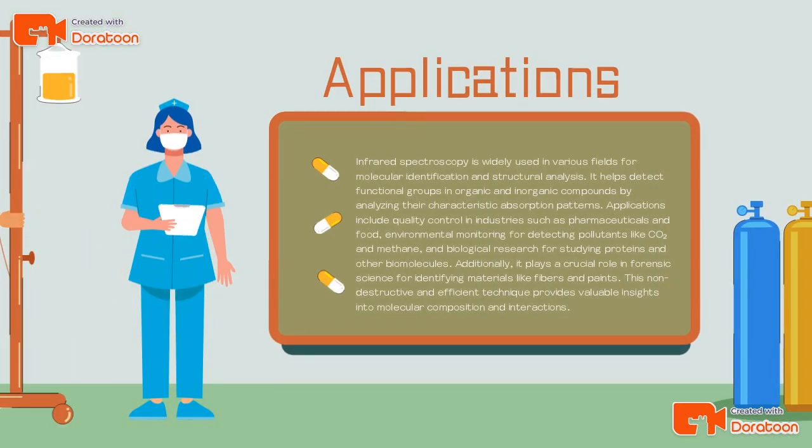It helps detect functional groups in organic and inorganic compounds by analyzing their characteristic absorption patterns. Applications include quality control in industries such as pharmaceuticals and food, environmental monitoring for detecting pollutants like carbon dioxide and methane, and biological research for studying proteins and other biomolecules. Additionally, it plays a crucial role in forensic science for identifying materials like fibers and paints. This non-destructive and efficient technique provides valuable insights into molecular composition and interactions.